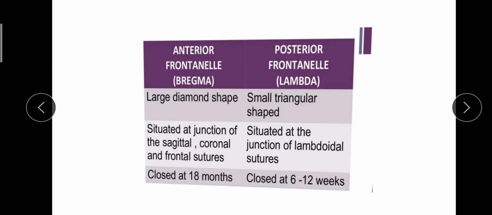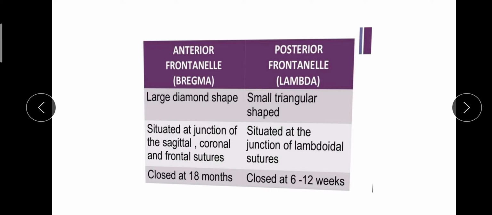Now I am going to tell you the difference between anterior and posterior. As I have told, another name is bregma, and the other is lambda. The anterior fontanelle or bregma is large and diamond shaped, and the lambda is small and triangular in shape. The anterior is situated at the junction of the sagittal, coronal and frontal sutures, so in between three sutures, and the posterior one is situated at the junction of the lambdoid sutures. The anterior fontanelle closes at 18 months, in the infant, and the posterior fontanelle closes at 6 to 12 weeks.